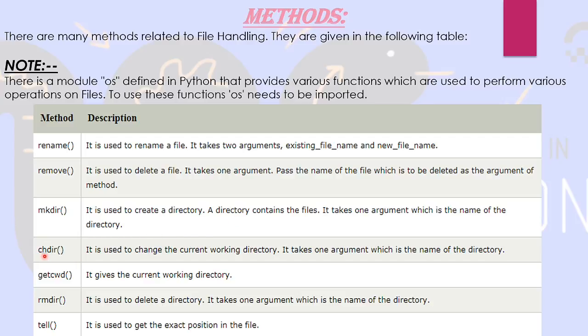Then comes the change directory method, that is chdir. It is used to change the current working directory. It takes one argument, the name of the directory. Now comes getcwd, meaning get current working directory. It gives the current working directory. Then comes rmdir. It is used to delete a directory. It takes one argument, the name of the directory.